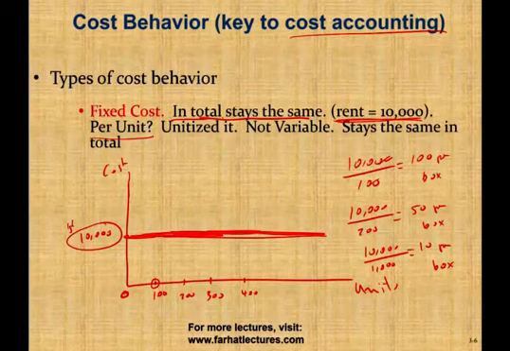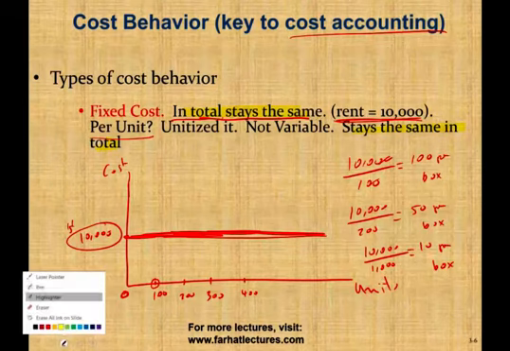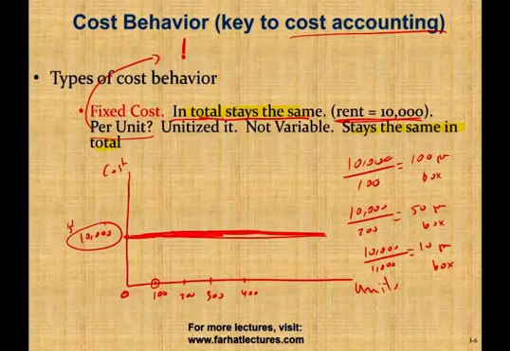So notice your total cost stays the same. This is important. In total, it stays the same. If we want to compute our cost per unit, our cost per unit goes down as we produce more. As we produce more, our cost per unit goes down.